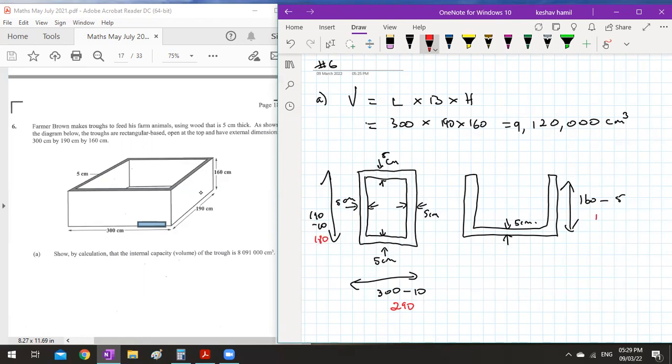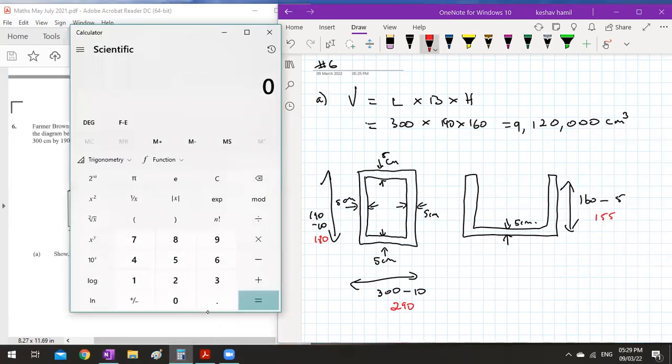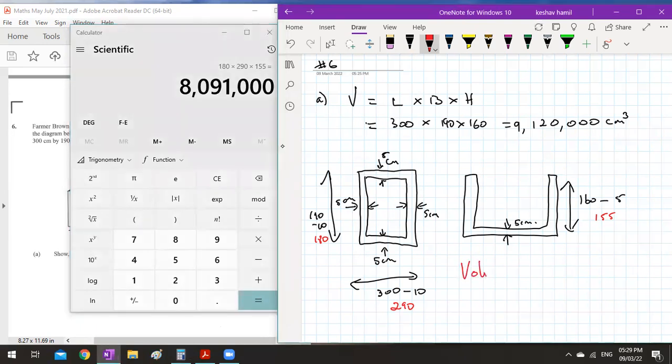So in reality, the volume will be 290 by 180 by 155. So let's check to make sure it's correct. 180 by 290 by 155. So clearly, that's the volume. So the volume is 180 by 290 by 155, which gives us the 8,091,000 centimeters cubed.